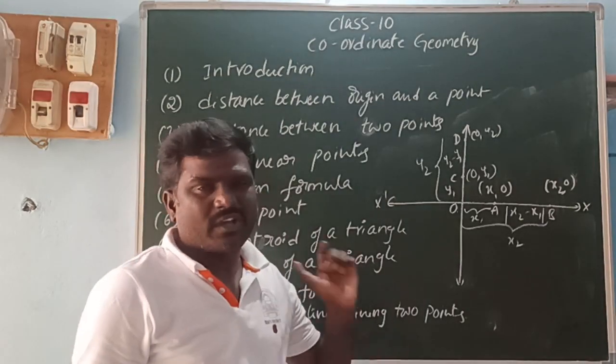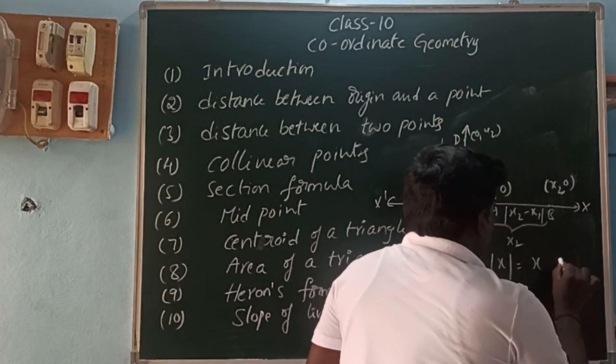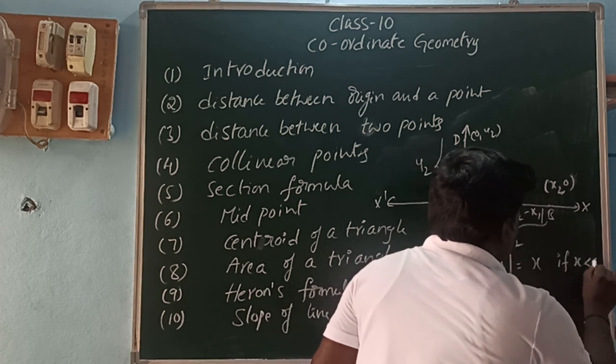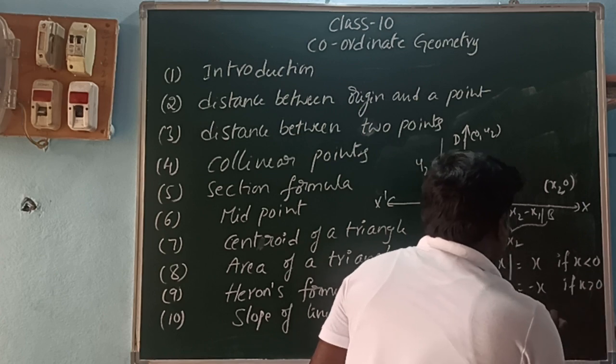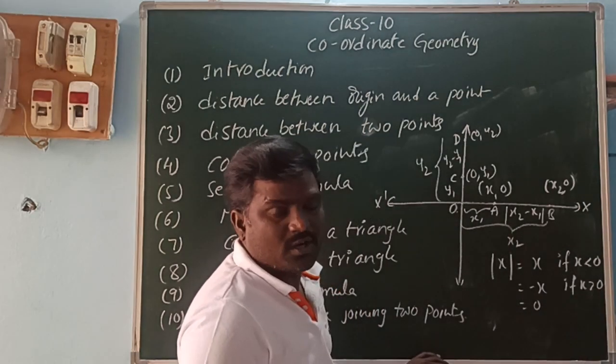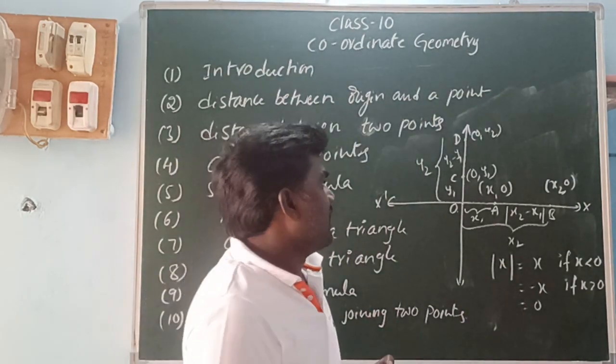Modulus, absolute value. So here, modulus of x is equal to x if x is greater than 0, minus x if x is less than 0, and equal to 0 if x is equal to 0. So modulus means absolute value.